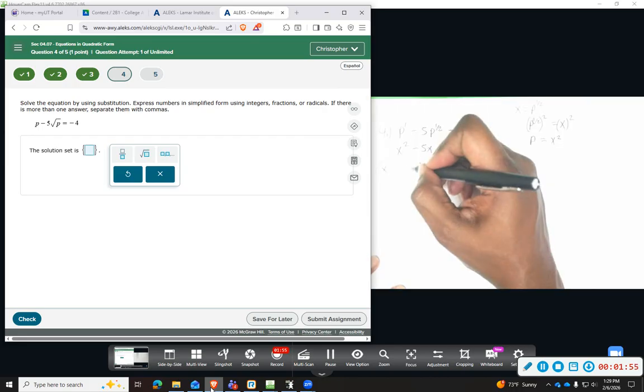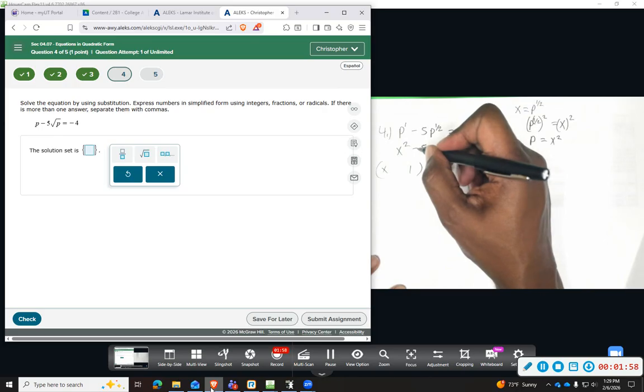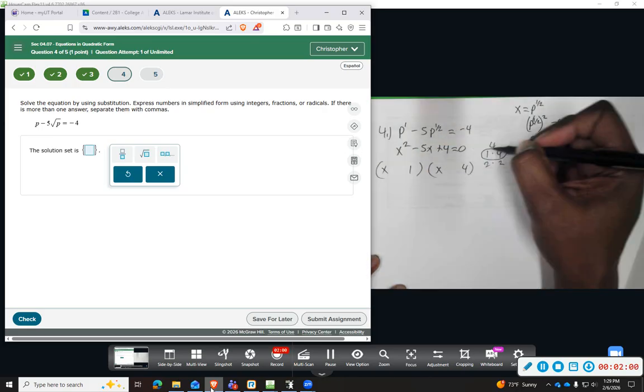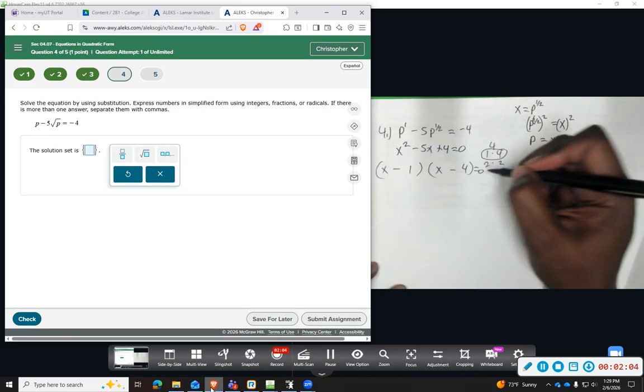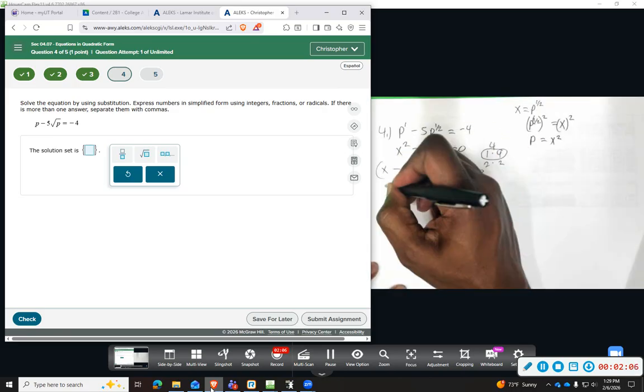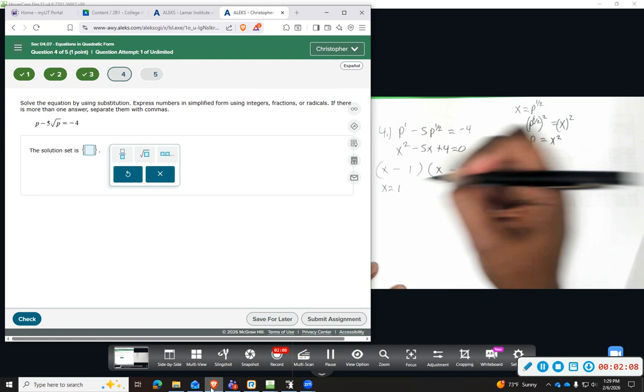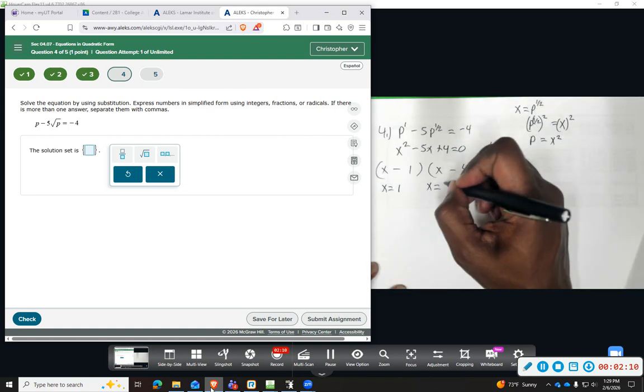x, and then the 1 and the 4, it's going to be a -5. Bigger number is negative, same sign, equal to 0. Solve, and we get x equals 1 and x equals 4.